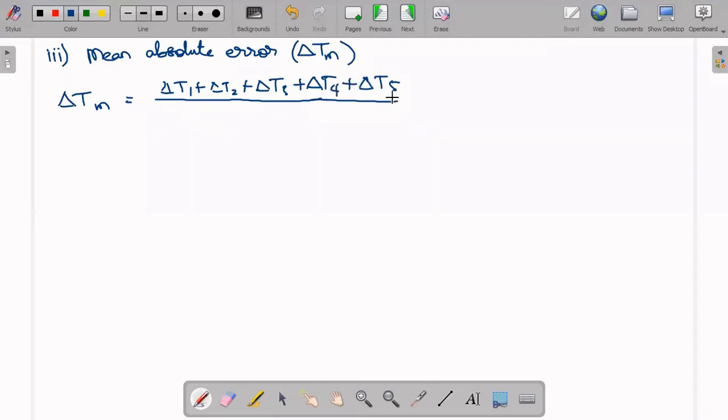So what do we write? How many values are there? There are 5 values. So we will be dividing by 5. Okay, so we'll divide by 5. Now, what are the values? Delta T1, delta T2, we just solved it. It is there on the previous page. Let me note those values.